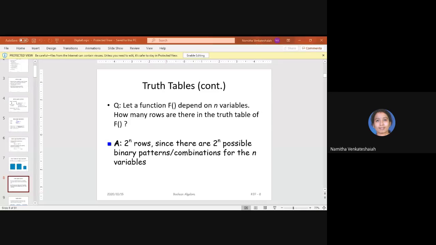If you are finding this question difficult, if two variables are there, how many rows will there be in the truth table? Nobody is replying. Very good, 4. Similarly, 4 is there for 4 variables.